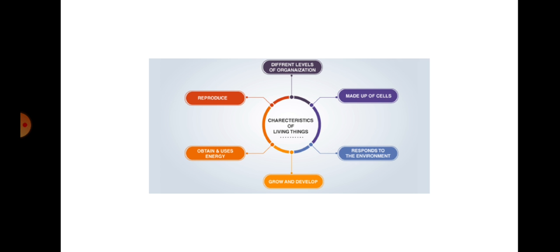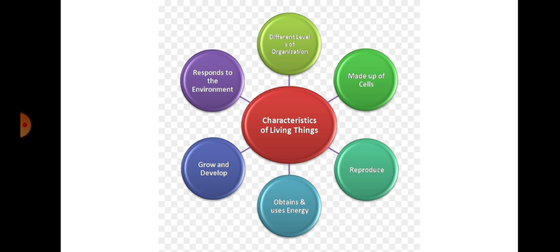The first one is growth, the second one stimuli, the third one food, the fourth one respire, then the fifth one reproduction, and cells. Living things are made up of cells. Then the movement. These are the characters of living ones. So what are living things? Living things are organisms.